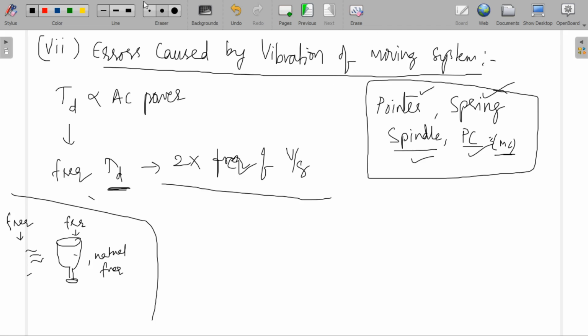In order to eliminate this error, these moving elements are designed in such a way that the frequency of torque pulsation will be far away from the frequency of the moving elements. Then resonance will not happen, you will not get vibration of the moving system, and the position of the pointer will not get disturbed.